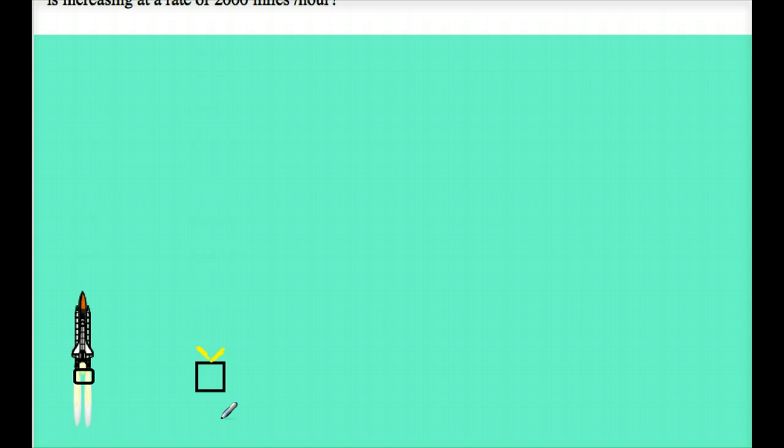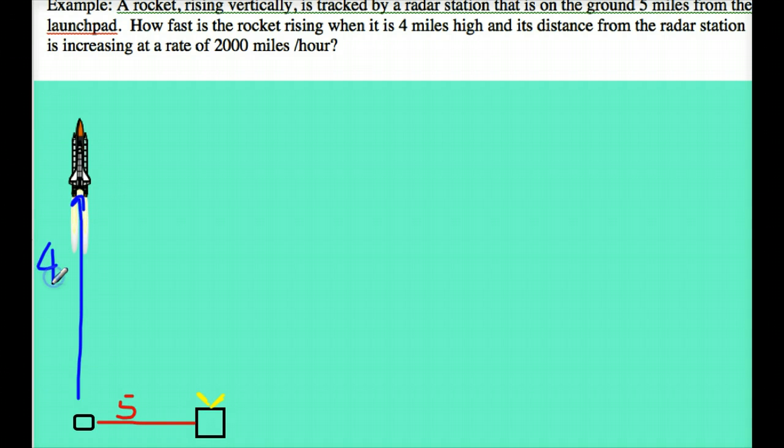Okay, so if I take a look at this picture, it's saying a rocket is rising vertically and is tracked by a radar station. So I know this rocket, all it's going to do is go up vertically, right? It's tracked by a radar station that is 5 miles from the launch pad. So what I do know is this distance right here is 5 miles. It says, how fast is the rocket rising when it is 4 miles high? So what I'm looking for is when this is 4 miles high, and its distance from the radar station is increasing at a rate of 2,000 miles per hour.